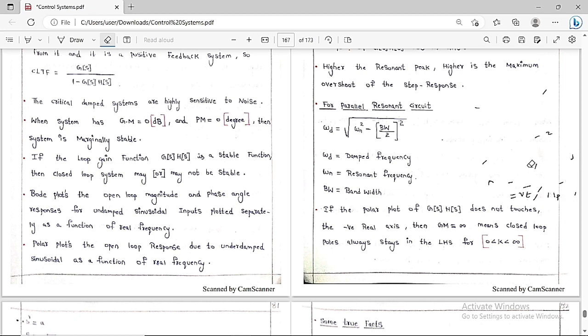So finally I can say for a parallel resonance circuit, omega d is equal to the square root of omega n square minus bandwidth by 2 whole square. Omega d is called the damped frequency, omega n is called the resonant frequency or natural frequency, and BW is called the bandwidth.